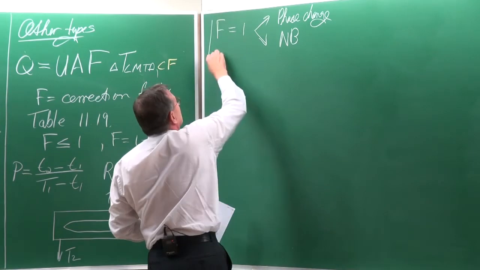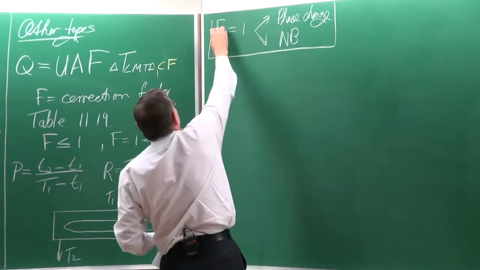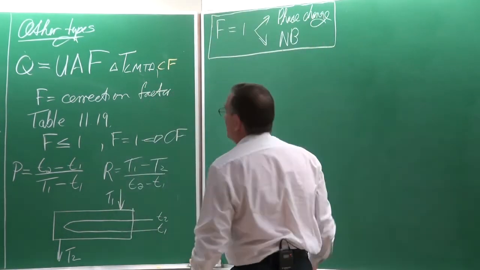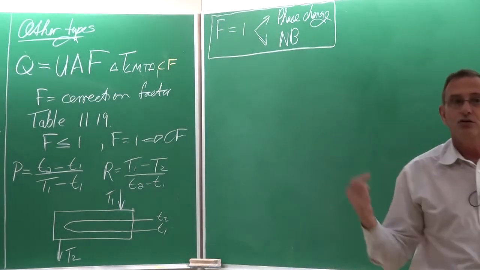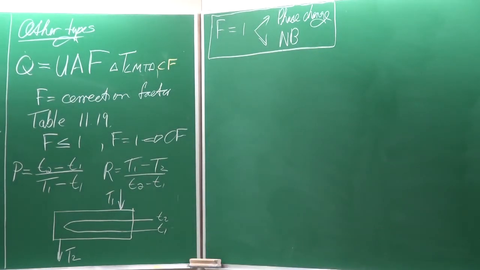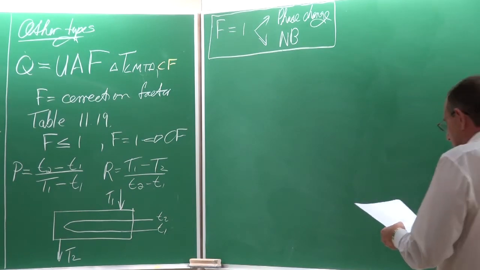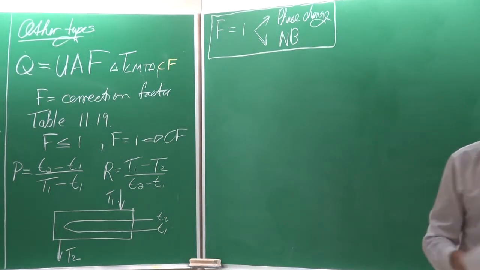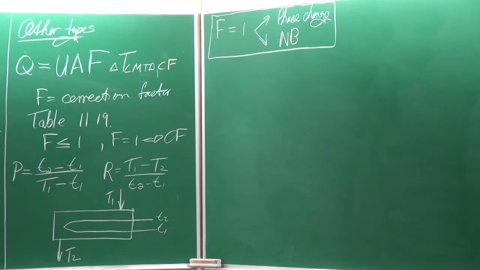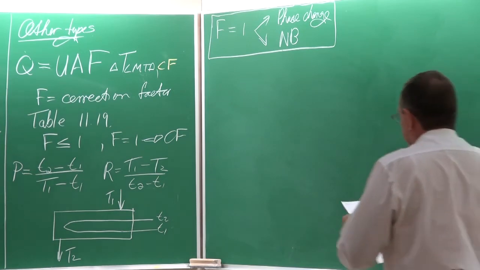Very, very important. So the moment you've got a phase change, which is evaporation, boiling, condensation, etc., then F is equal to 1. Okay, let's do two examples. We're going to start with it very simple, and then we're going to make it more complicated.